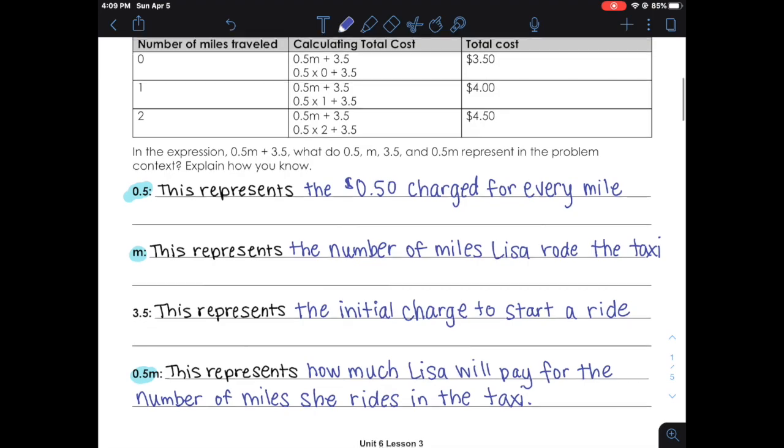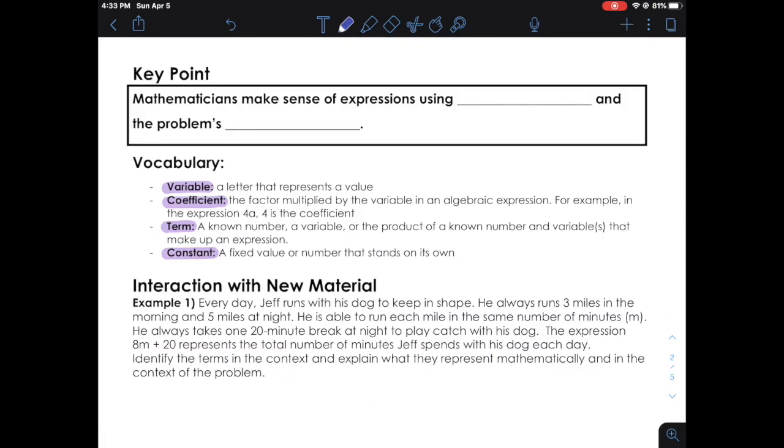All right, let's go ahead and move on. All right, guys, let's go to our key point. Mathematicians make sense of expressions using blank and the problem's blank. What do you think it is? Mathematicians make sense of expressions using vocabulary and the problem's context.